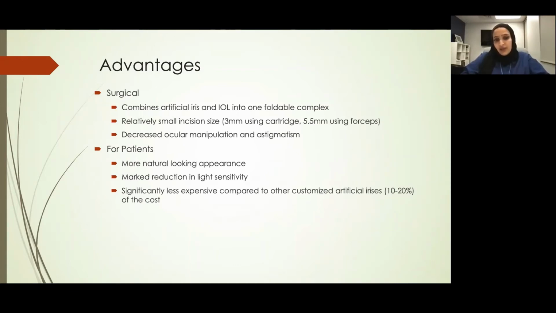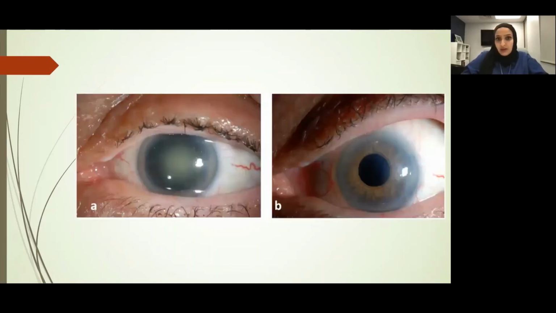Relatively small incision, about 3 millimeters when using a cartridge, 5.5 when using a forceps, and decreased ocular manipulation as we have a small incision, so fewer sutures and then less induced astigmatism. The advantage for the patient is a more natural looking appearance. There is marked reduction in light sensitivity, and comparing the prices for the patient, it's significantly less expensive compared to other customized artificial devices. It's about 10 to 20% of the cost.